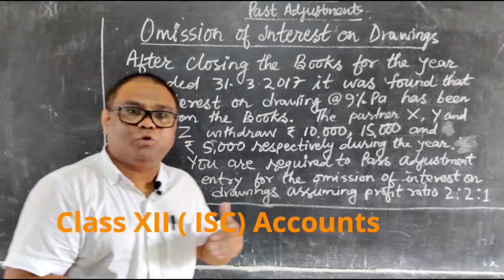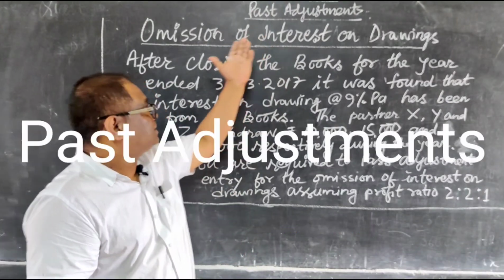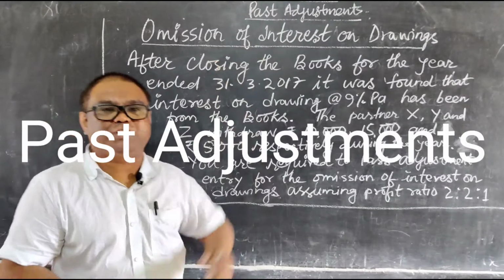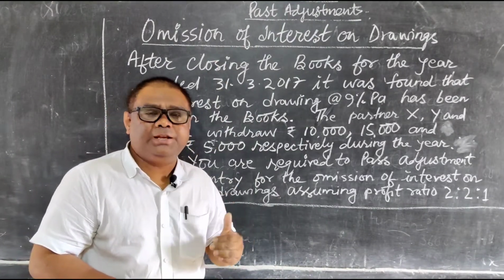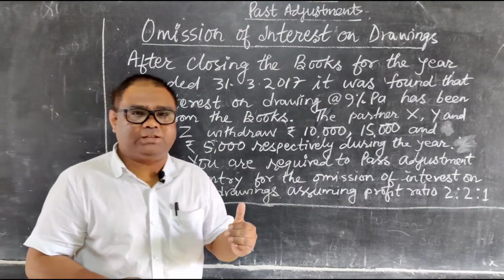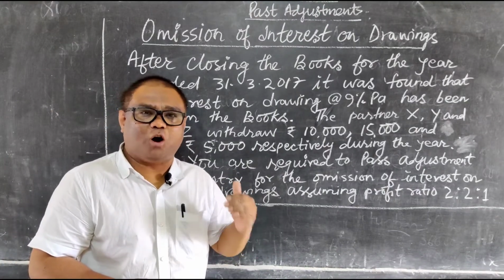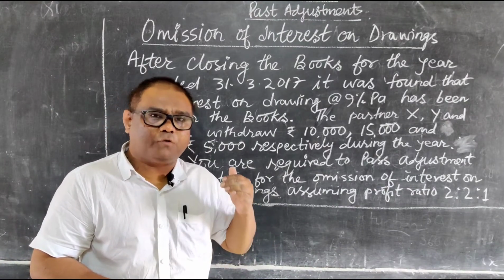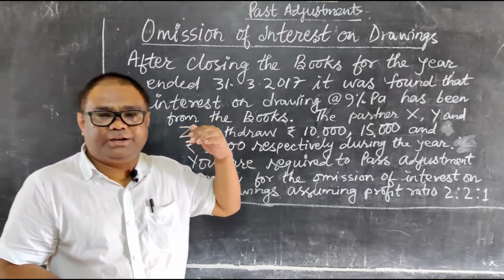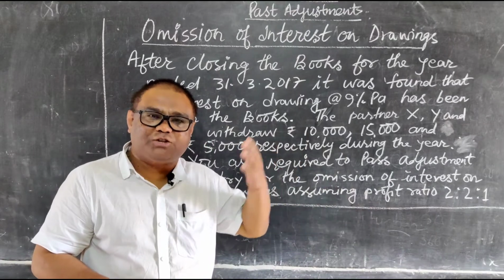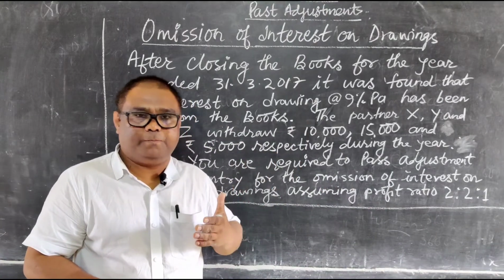Students, we are going to solve this past adjustment on omission of interest on drawing. So interest on drawing is an income of a firm. As I have already said, interest on drawing is an income of the firm, and the partner has to pay interest on drawing to the firm.